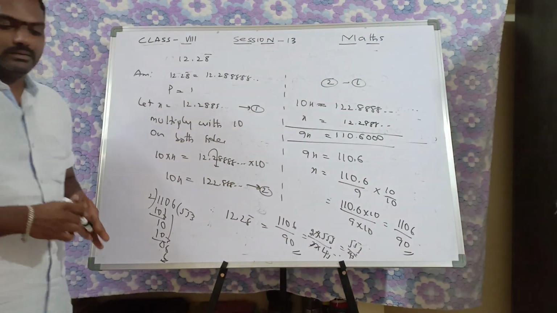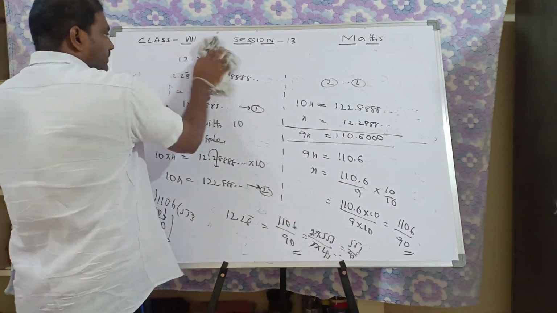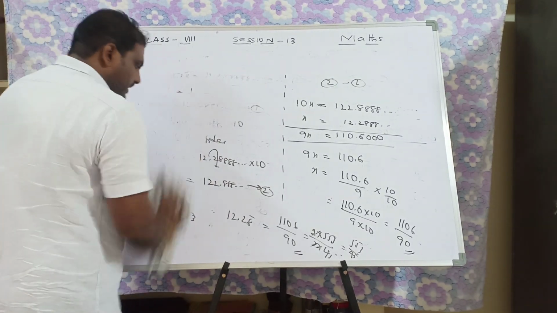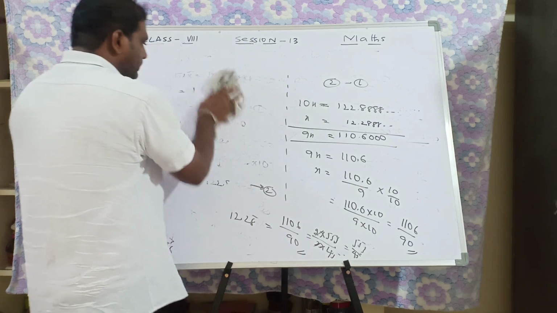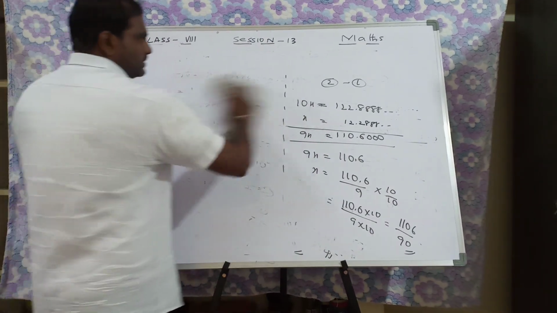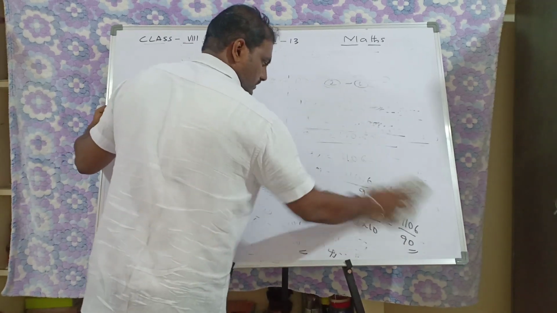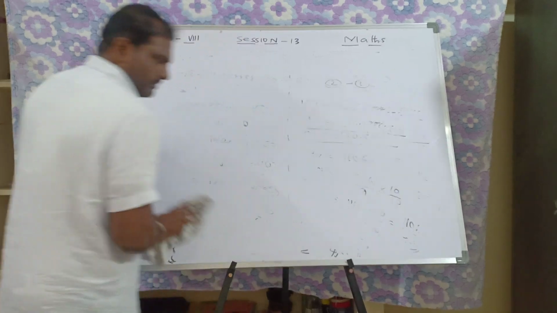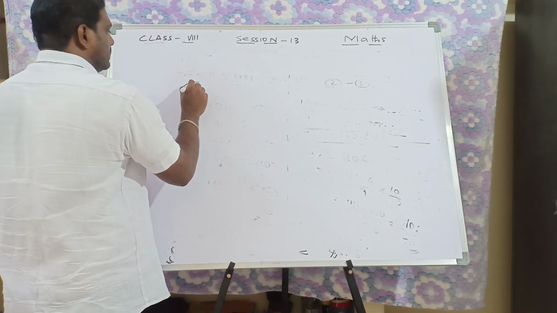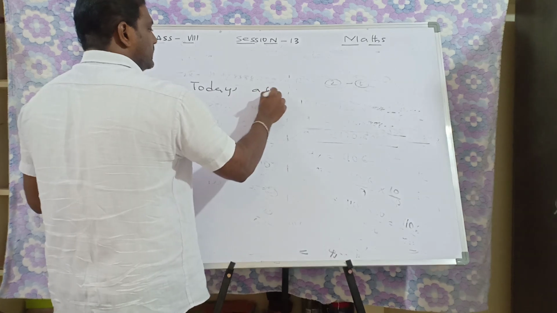Got it? So these are the previous sums. Now basing on this, maximum of the students they have done mistake. Now you have to copy this. So basing on these questions, I will give my own examples. I will give 3 own examples. That is your today's assignment.